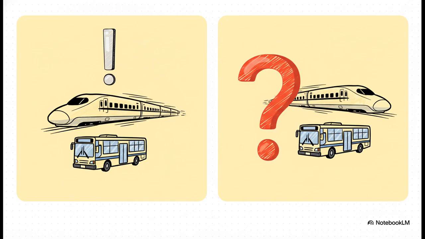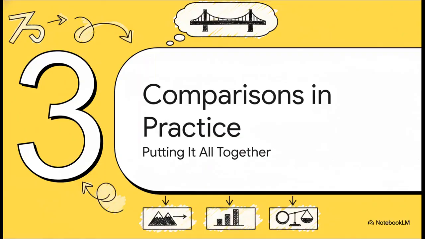Now, seeing them side by side like this really clarifies the difference. The statement, trains are faster than buses, becomes the question, which is faster, trains or buses? You can see precisely how the particles shift to turn a simple declaration into an inquiry. We have the theory and we have the structure. Now it's time to put it all into practice. Let's run through a few examples just to make sure this really sticks.